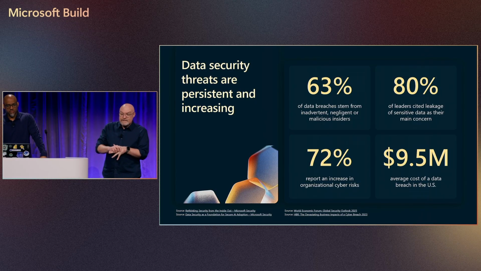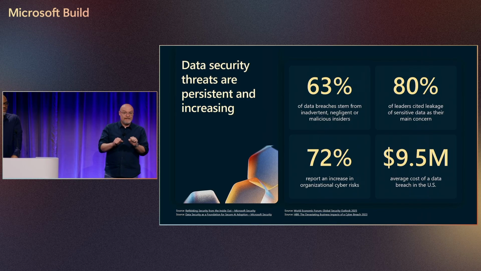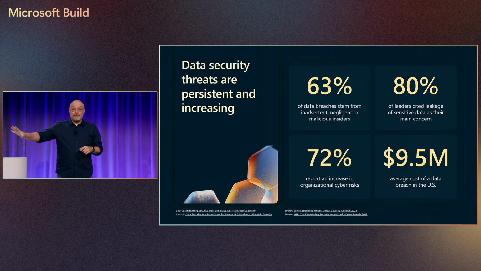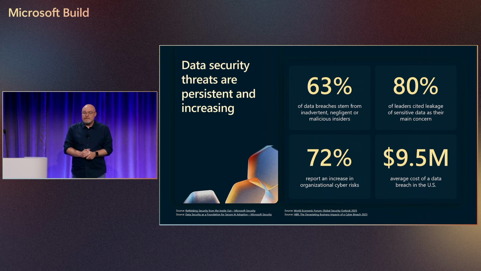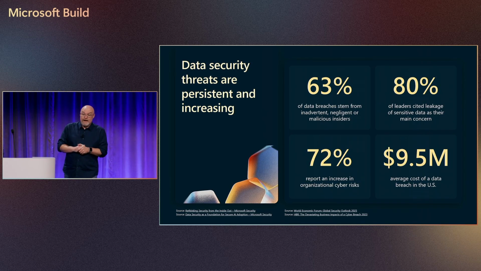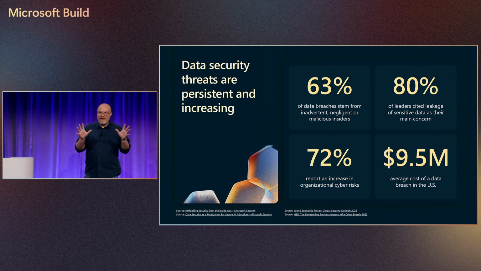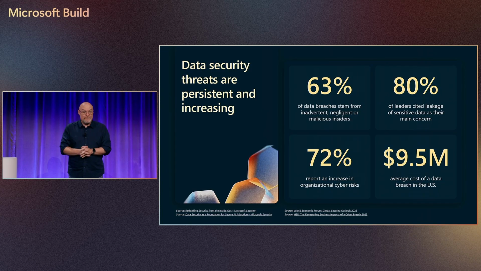80% of leaders cited leakage of sensitive data as their main concern. This is important. This can affect stock prices. This can affect customer data. You could have privacy issues as part of this. It's a big deal. 72% report an incident in organizational cyber risks. And then $9.5 million. I can't even fathom that. $9.5 million as the average cost when something happens, if there's a breach. Like, there's an actual cost to this.